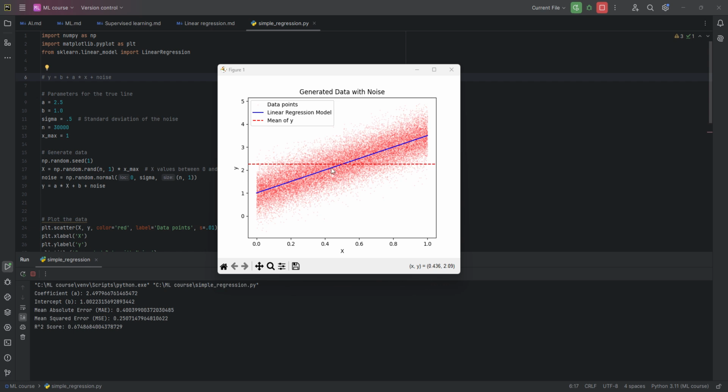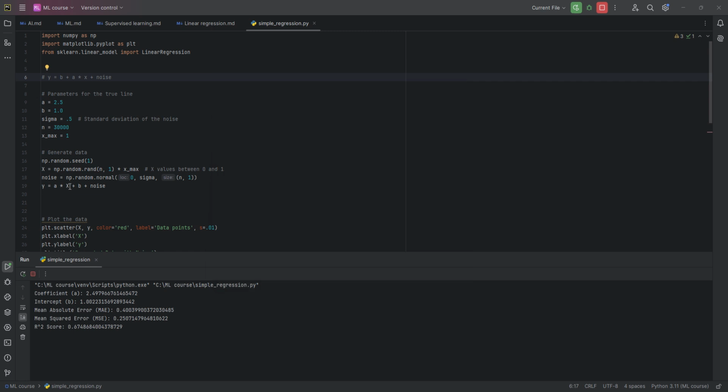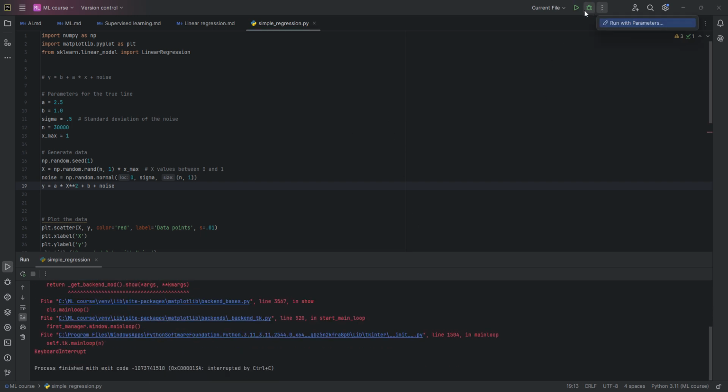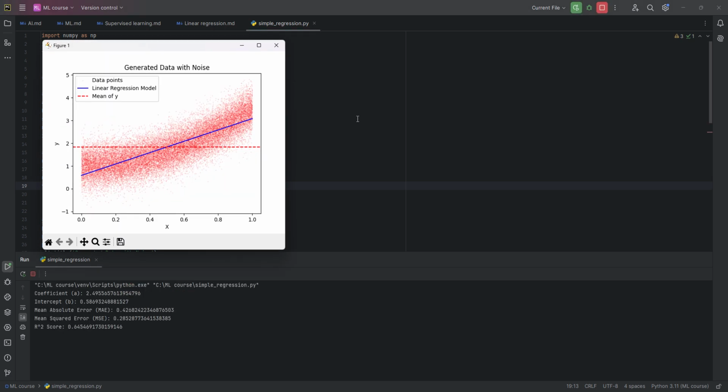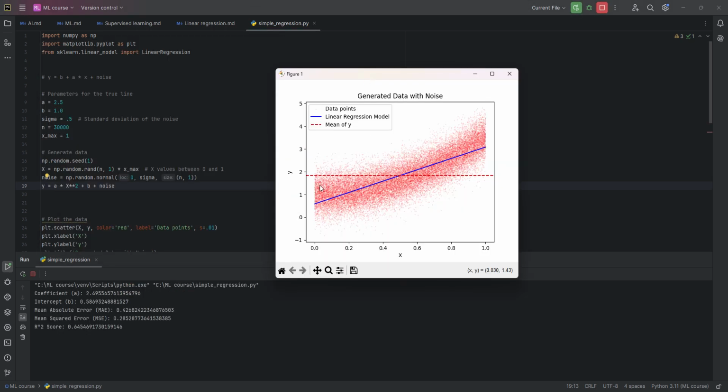But let's consider if our ground truth is something other than linear. Like instead of being a linear function here, we can have a different function. For example, if I have a power of 2 of x here and I regenerate the ground truth, you can see that now I have a curve here and the blue line does not fit perfectly anymore.